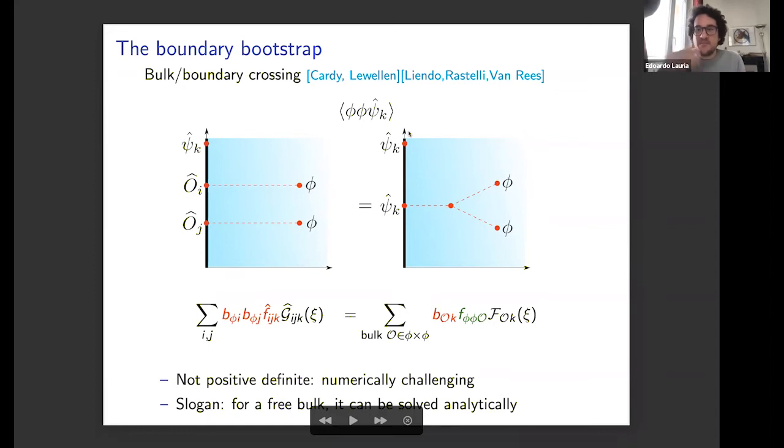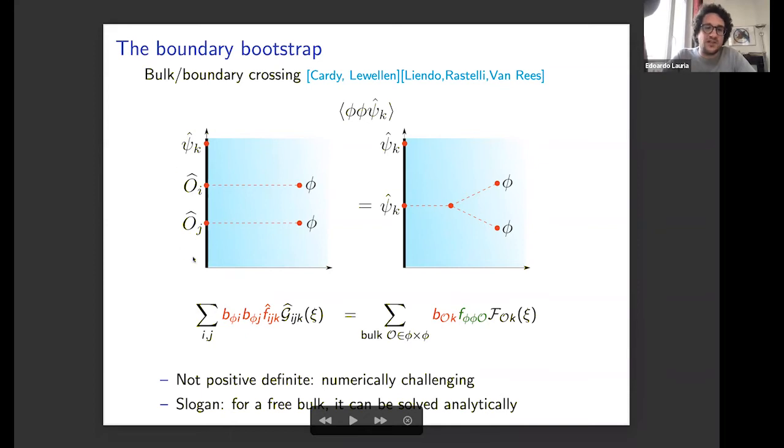Take a boundary conformal field theory where there is a bulk operator phi, not necessarily a free field, okay? Just an operator phi. And assume that this boundary condition has a certain boundary operator called psi k. Now, imagine you want to compute the bulk-bulk-boundary three-point function between these operators. There are two ways of computing this object.